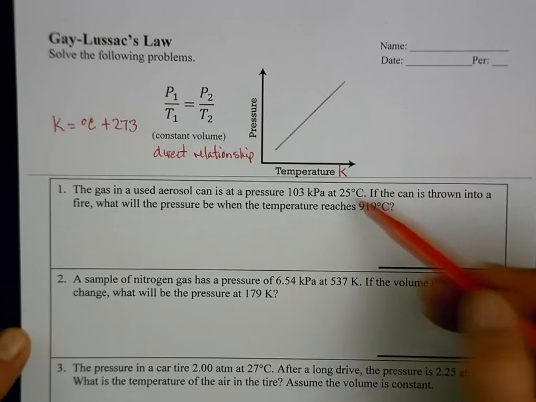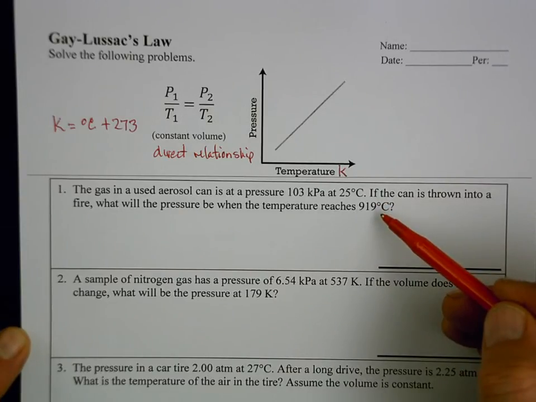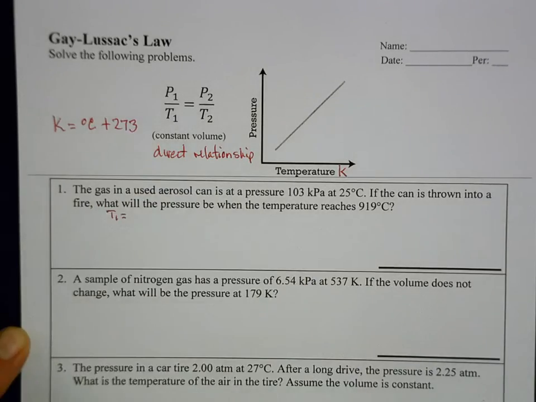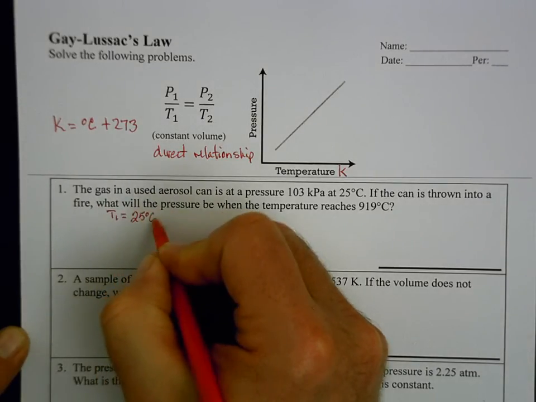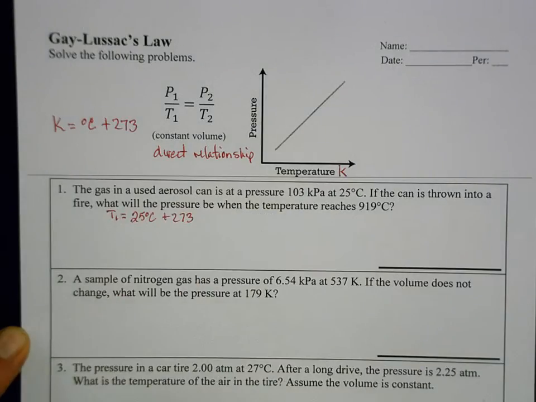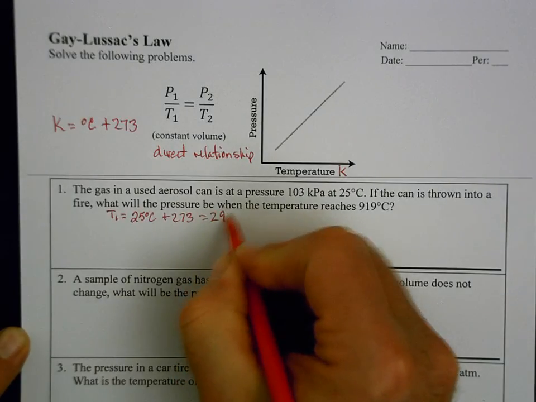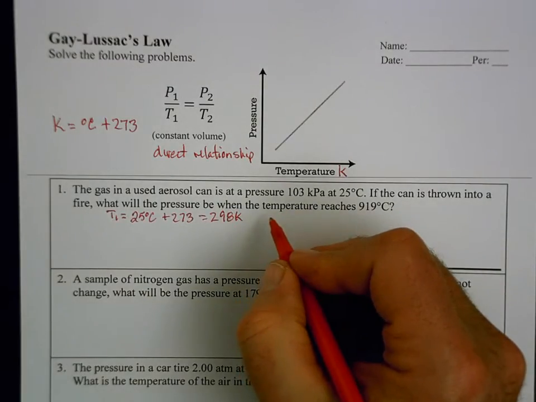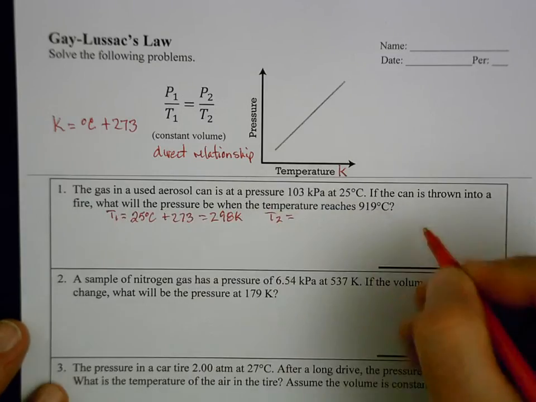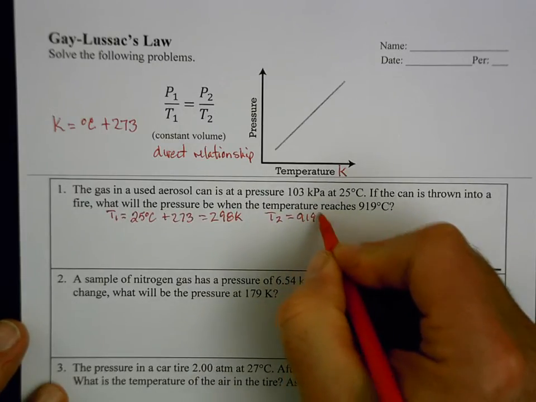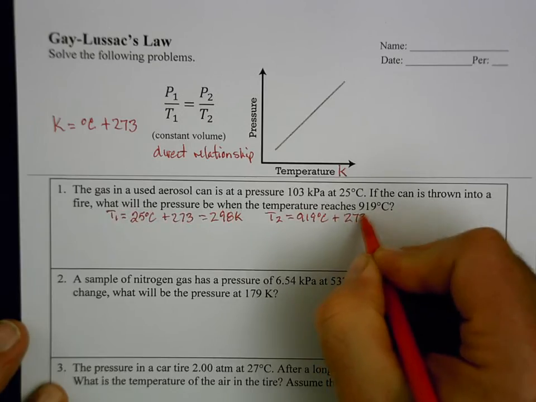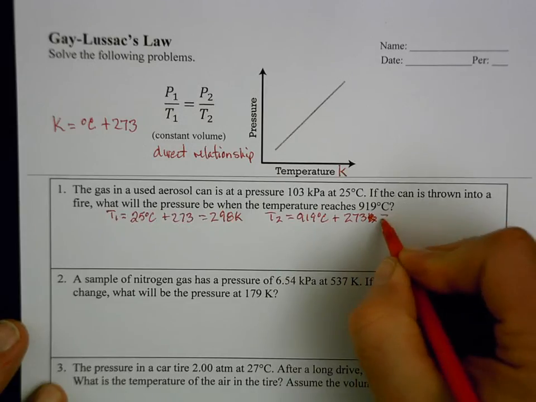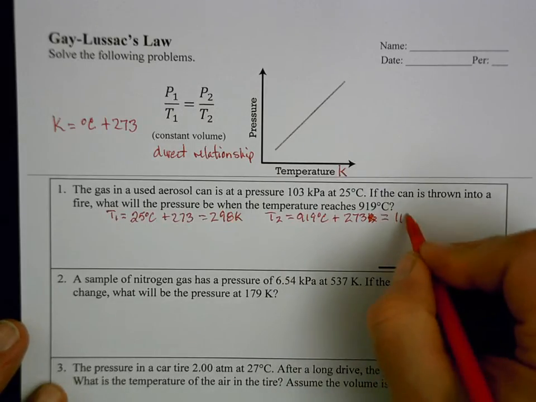First thing, I see that my two temperatures are in Celsius, so we want to switch them. T1 is going to be 25 degrees plus my 273. So there's my 298 K. And then my temperature 2, 919 degrees Celsius plus 273. And that one will be 1192 K.